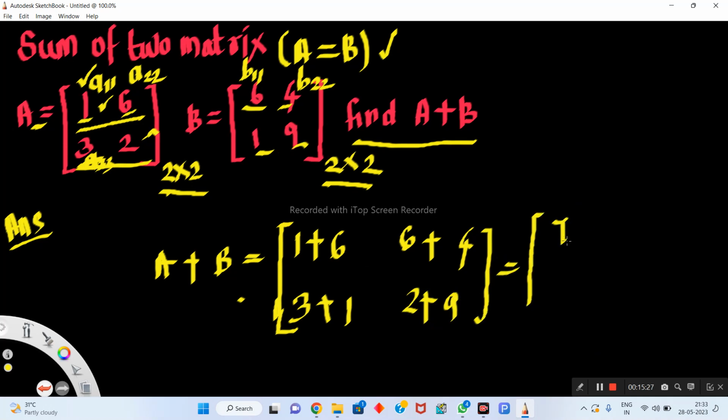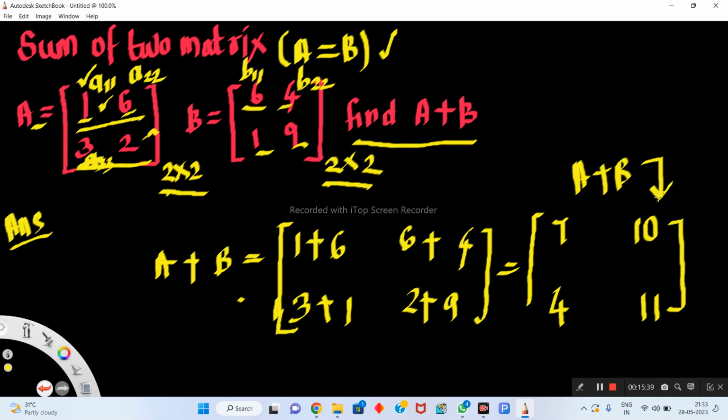6 plus 1 is 7, 6 plus 4 is 10, 3 plus 1 is 4, 9 plus 2 is 11. This is my sum of matrix, means this is A plus B matrix.